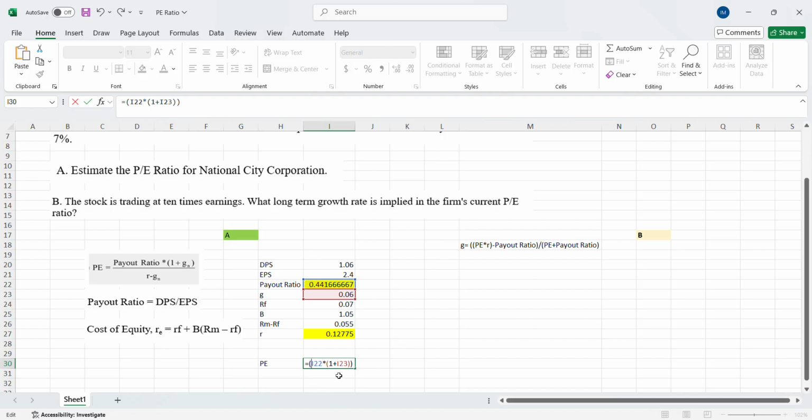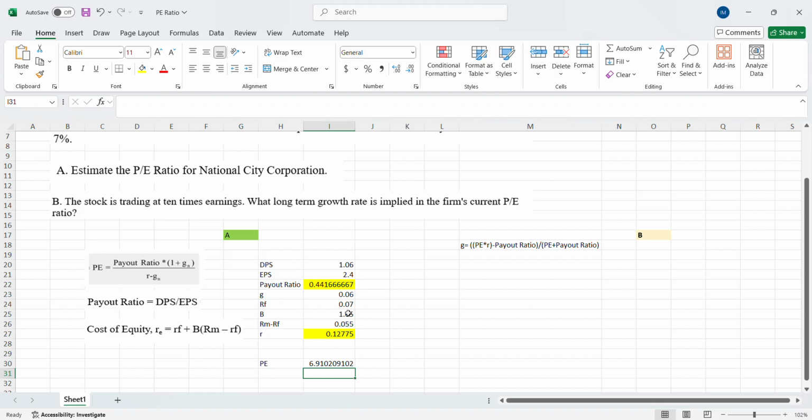So okay, now we have to divide it. So let's divide it by R minus G. For the whole part, we just put one parenthesis. Our R is this cell, subtract G, we have our G. So this is our price earning, 6.91. You see how easy it is to calculate in the Excel sheet.